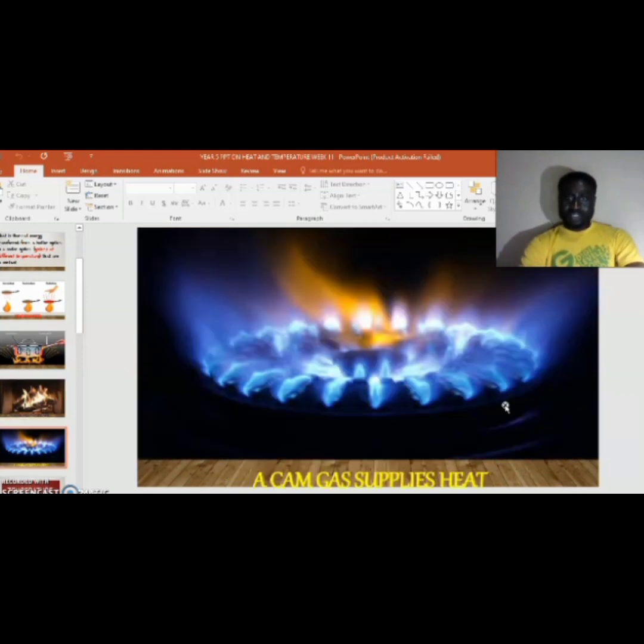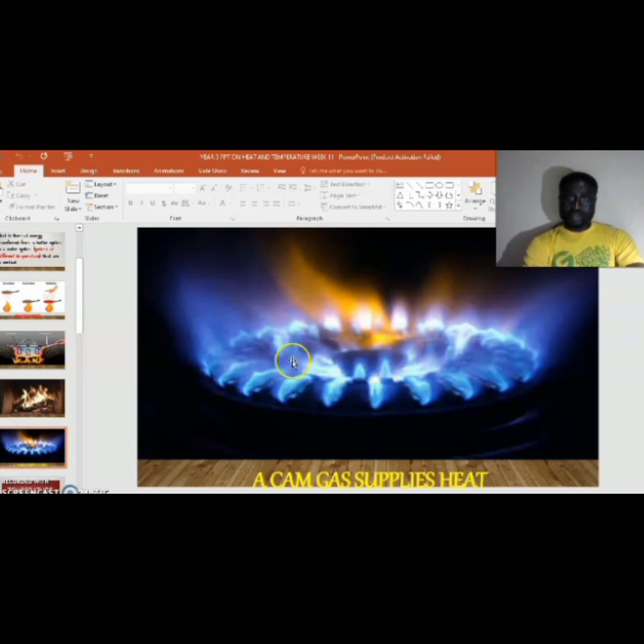I have another picture of a camp gas. A camp gas will always supply heat. A camp gas is filled with cooking gas, and cooking gas is used to prepare our foods to make them edible. So heat is very important because it helps to prepare and cook our foods, and our foods are ready for consumption.